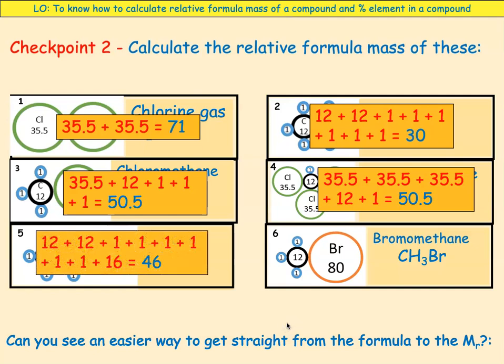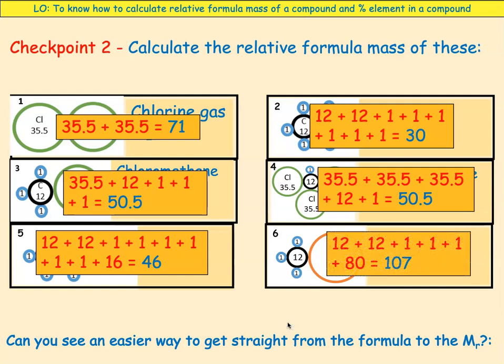Ethanol, 12 plus 12 plus 1 plus 1 plus 1 plus 1 plus 1 plus 1 plus 16 gives us 46. And bromomethane, 12 plus 12 for the two carbons plus 1 plus 1 plus 1 plus 80 gives us 107. Can you see an easier way to get straight from the formula to the relative formula mass? Rather than just adding up the individual bits, you could multiply them, couldn't you?